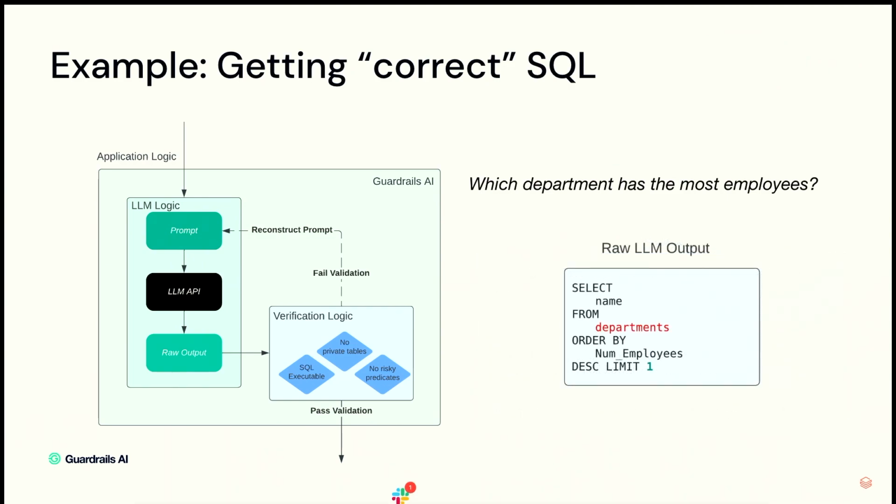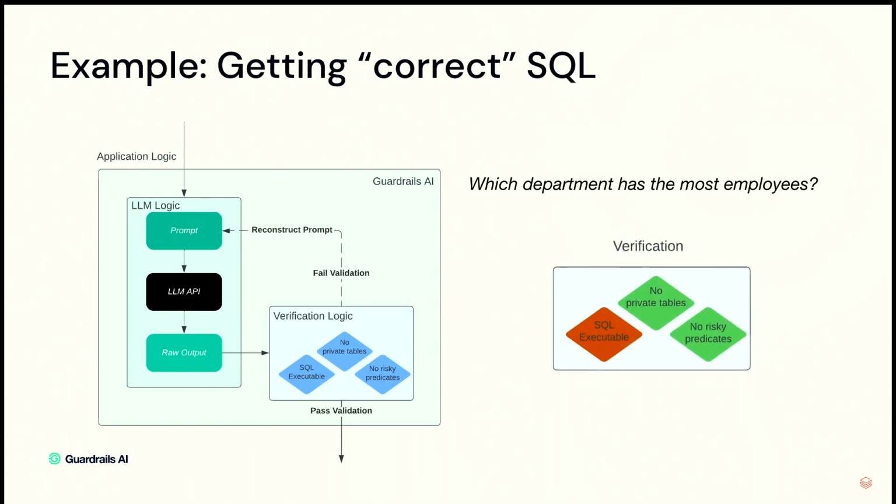For this prompt, we end up getting this raw response from the large language model. And for the purposes of this demo, this is a contrived example where, let's say this query is wrong because the table departments doesn't actually exist in your database. Again, this is a very simple toy example, but for more complex implementations, these errors can be much more complex. What Guardrails AI does is when you run this through the verification suite, we'll see that no private tables passes, no risky predicates passes, but your SQL is not executable in your database, once again because of the table name being incorrect.